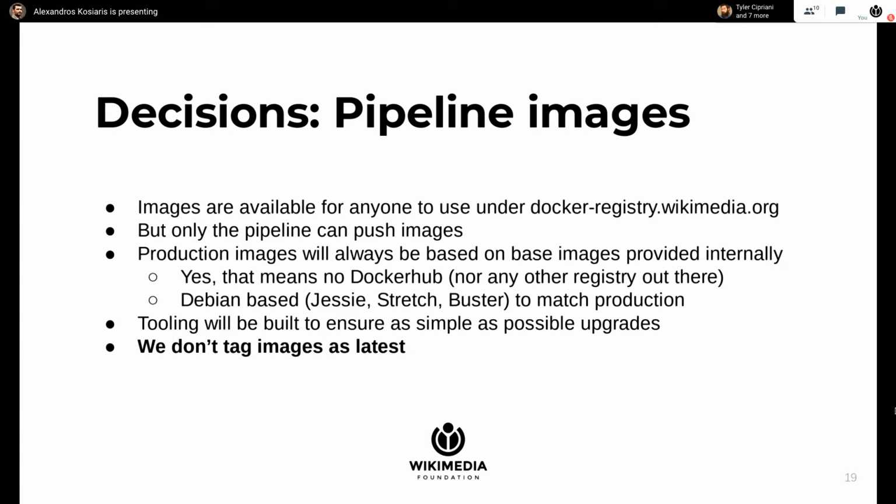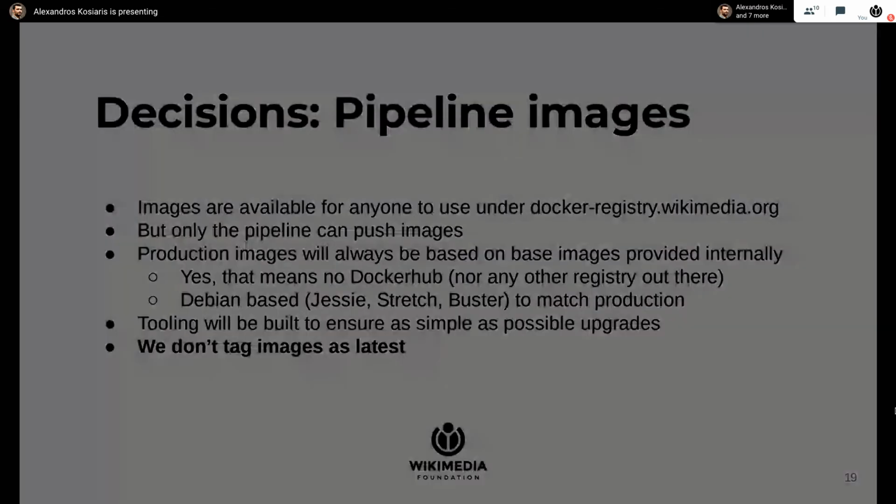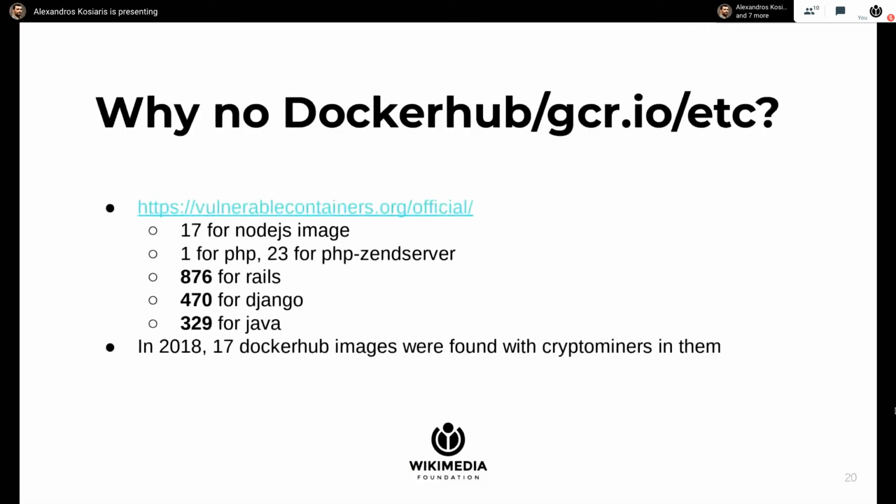As already said, we will not be using Docker Hub or gcr.io or any other registry images. The actual reason will be talked about later, but I just want to give you an idea. There was a project released a couple of weeks ago, vulnerablecontainers.org. That's the official images in Docker Hub, and you can see the numbers there.